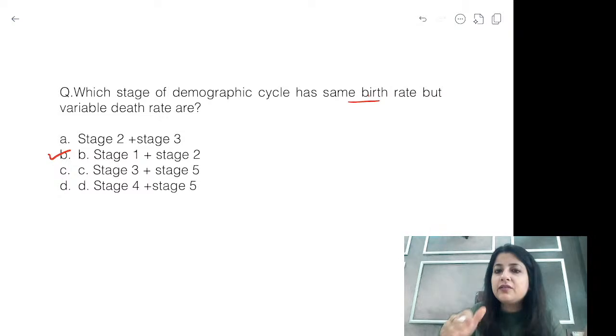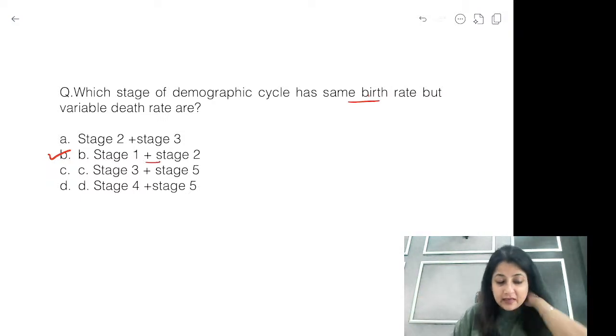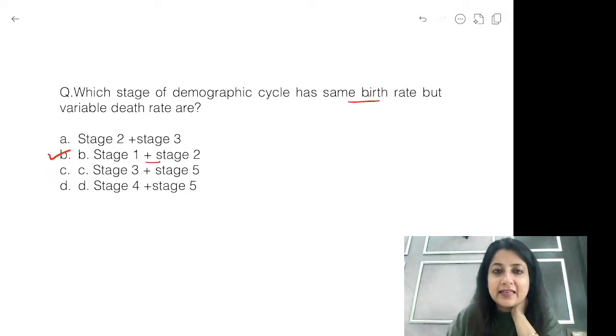In stage 1, birth rate and death rate are the same. In stage 2, birth rate is still the same but death rate has changed. So it is what? Stage 1 and stage 2. That's how they will trick you. Did you understand this question?